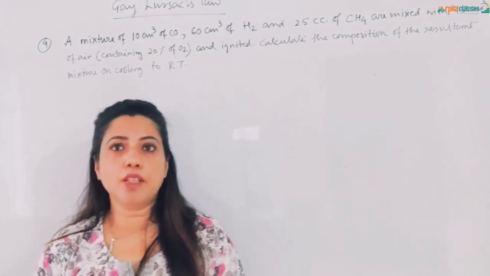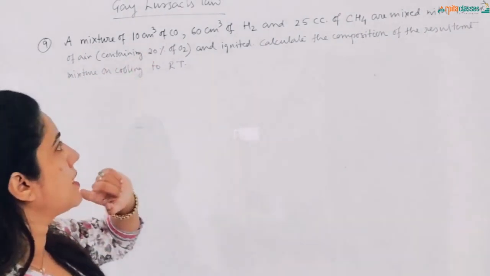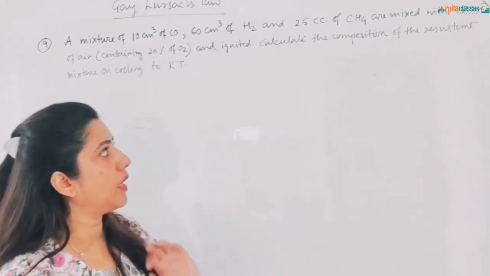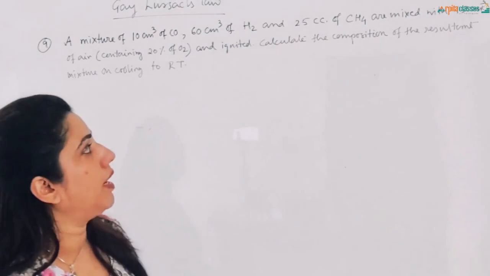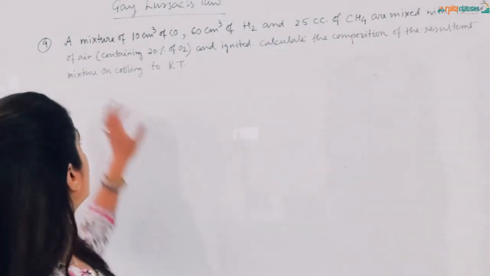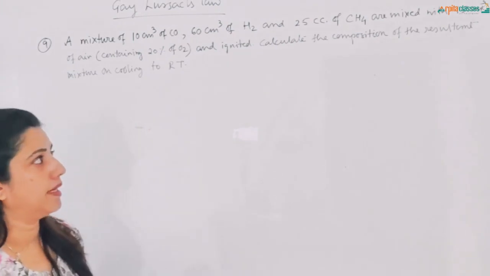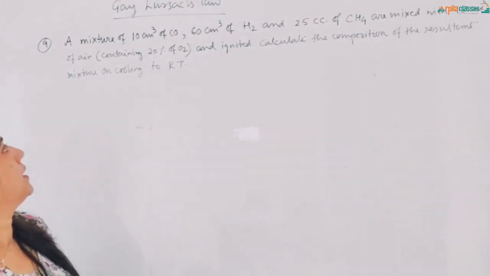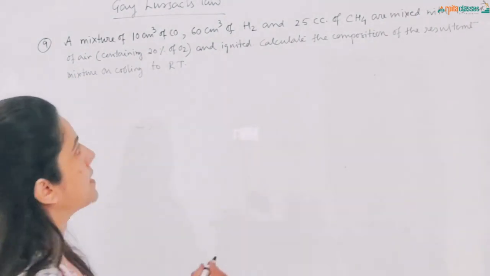So let us start with the 9th question now. A mixture of 10 centimeter cube of carbon monoxide, 60 centimeter cube of hydrogen and 20 cc, that is centimeter cube again, of CH4 are mixed with 750 centimeter cube of air containing 20% of oxygen and ignited. Calculate the composition of the resultant mixture on cooling it to RT. So that means there are three gases now.